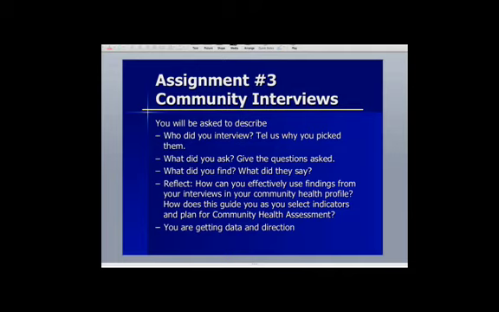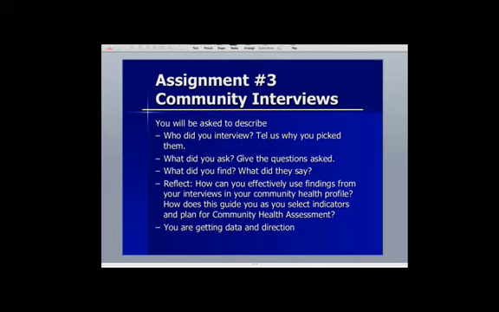So in assignment 3, you're going to go into the community and ask people about assets for health in their community. You'll be asked to describe in your assignment, who did you interview? And tell us why you selected that person.